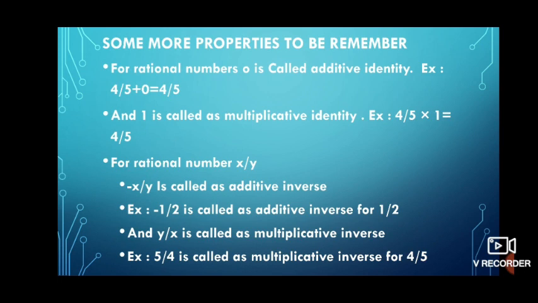Next, if we take x by y, its multiplicative inverse will be y by x. The numerator goes to the denominator place, and the denominator comes to the numerator place. Here, 5 by 4 is called the multiplicative inverse of 4 by 5. This multiplicative inverse is also called the reciprocal.